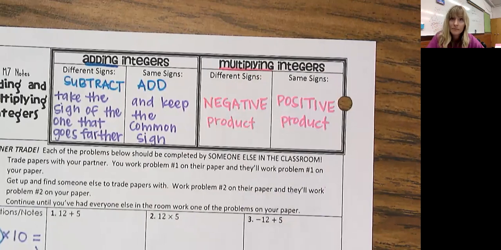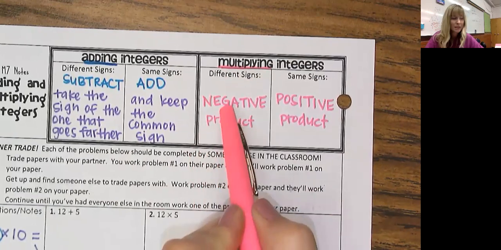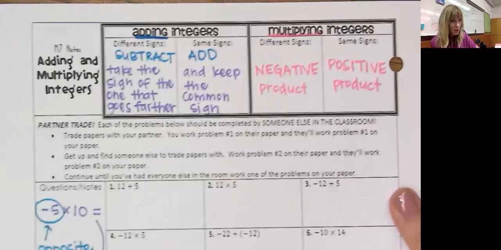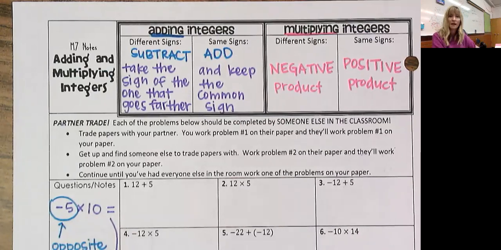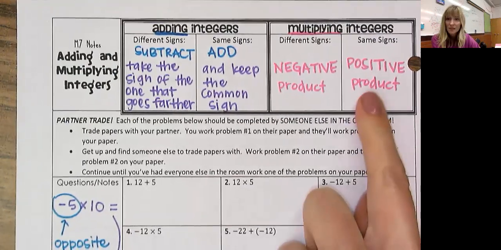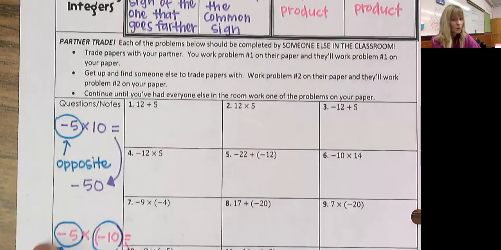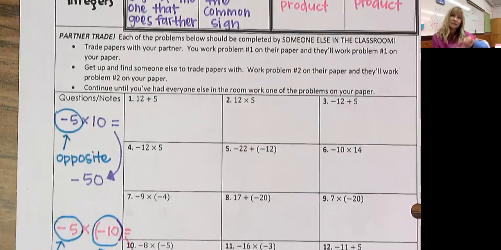That's it. That's all you need to know. Different signs, do the product and then make it negative. Because if you have different signs, you only have one part telling you to do the opposite, which is going to jump you to the negatives. If you have same signs, you now have two things. You have a double opposite. So that's going to take you negative and then right back to positive.